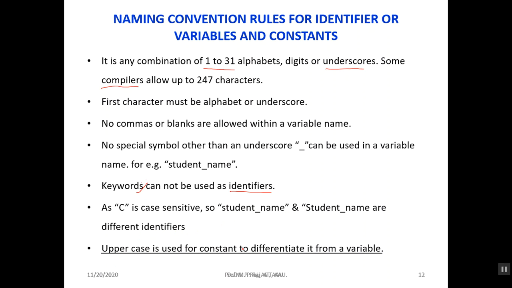Uppercase is used for constants to differentiate them from variables. This is a general programming practice, or coding practice we can say. This is a general coding practice that if you are using a constant in your program, then the constant name should be in uppercase so that one can easily identify that if it is uppercase then it is a constant. I hope you remember, or you need to remember these rules.